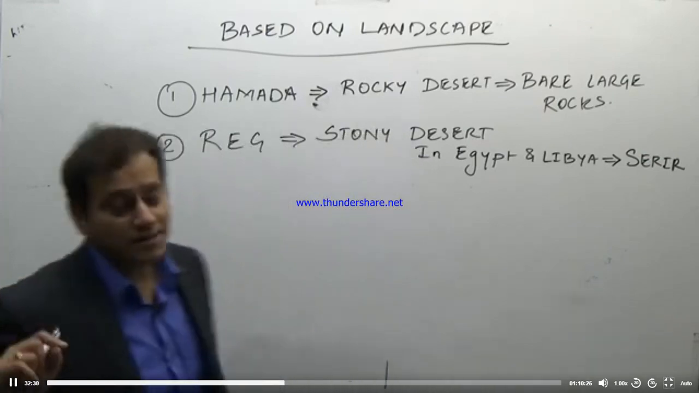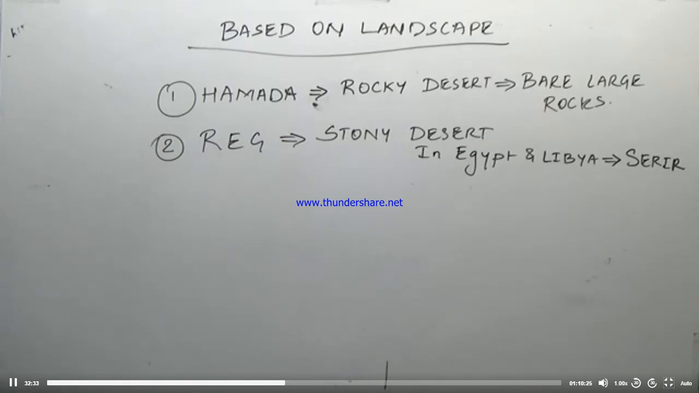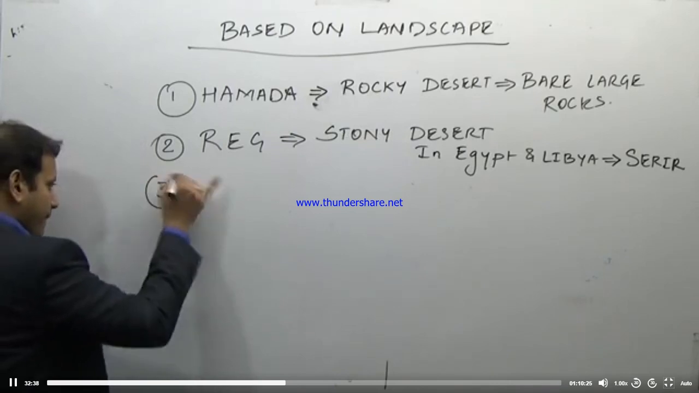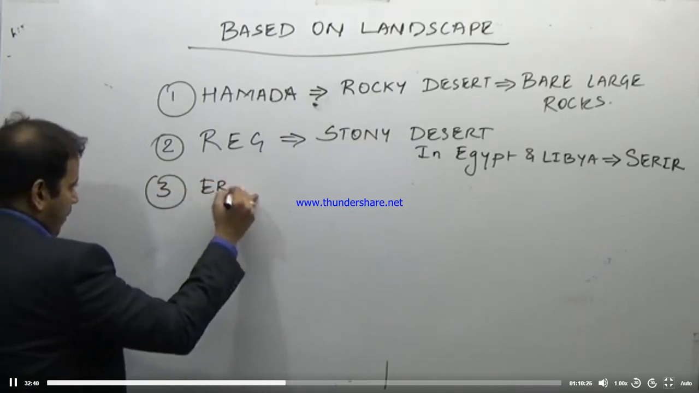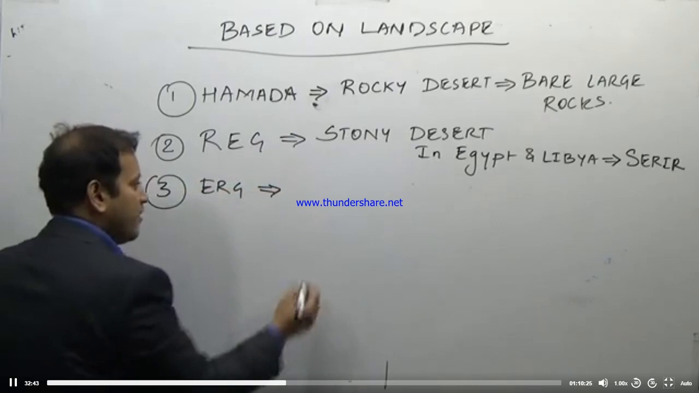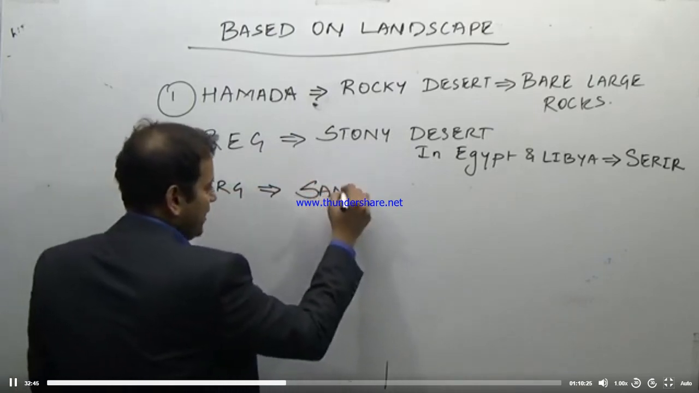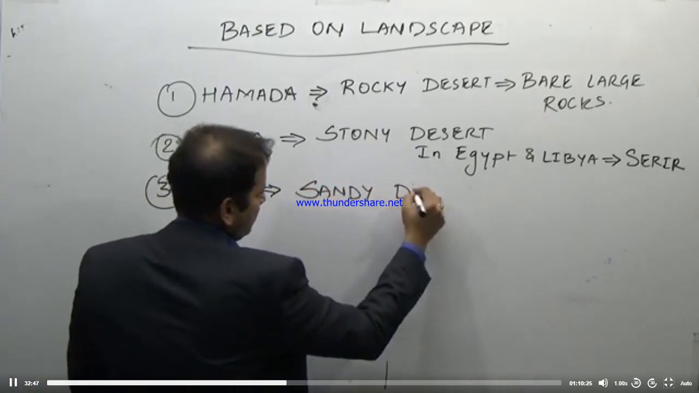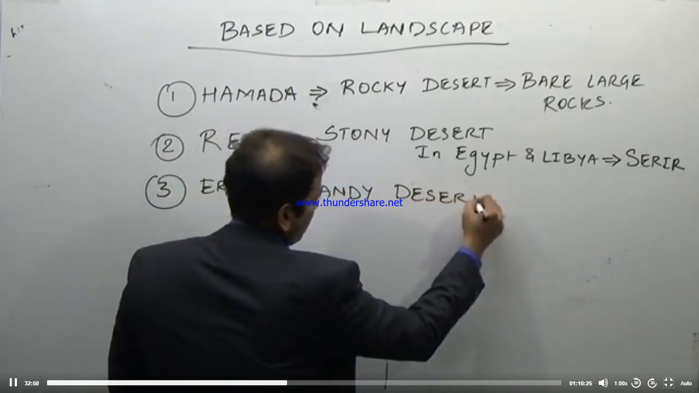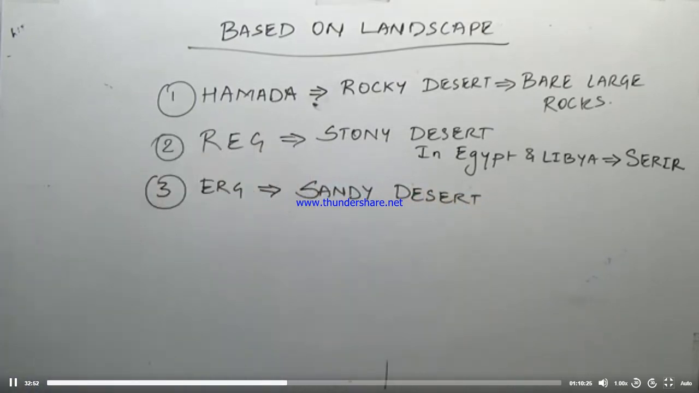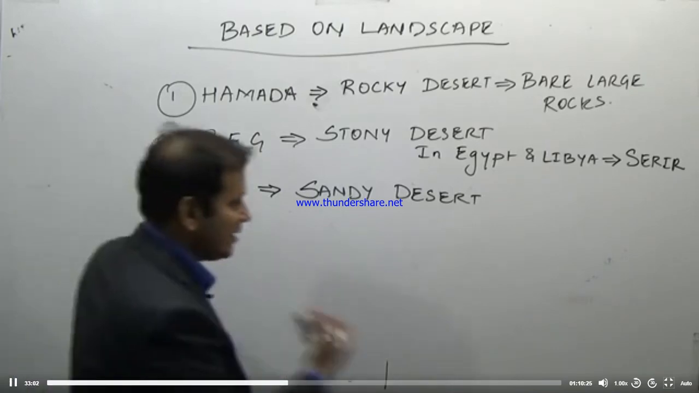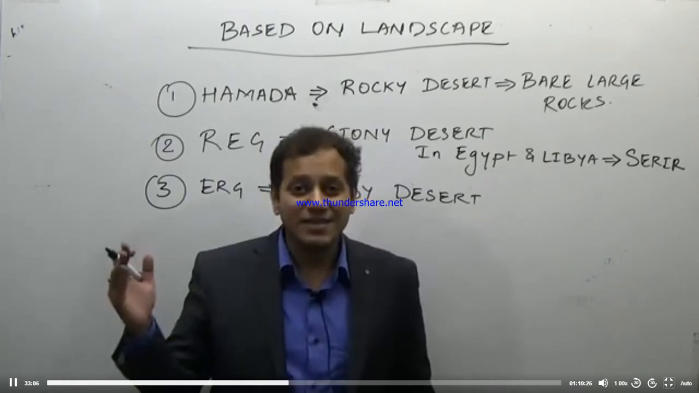Now the third is erg. Now this is our general idea of a desert, that it is a sandy desert. It is a sandy desert that is made up of large undulating sand dunes. It is a sandy desert, meaning a sea of sand here. It is just made up of sand, a sea of sand.